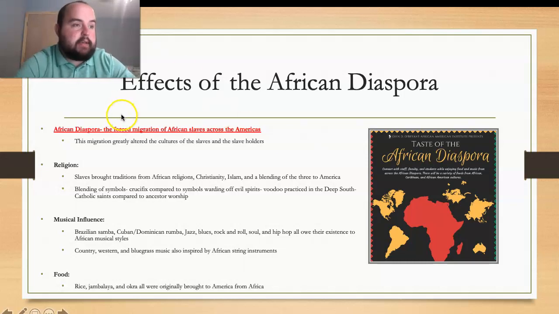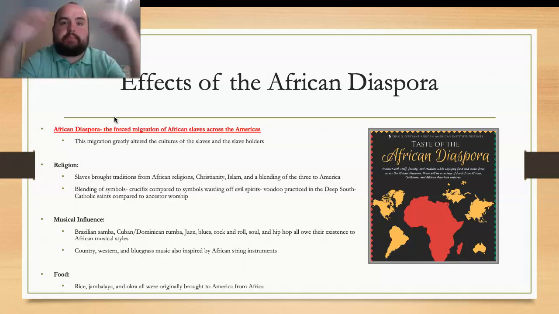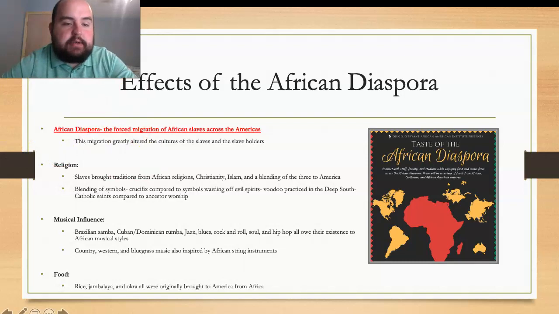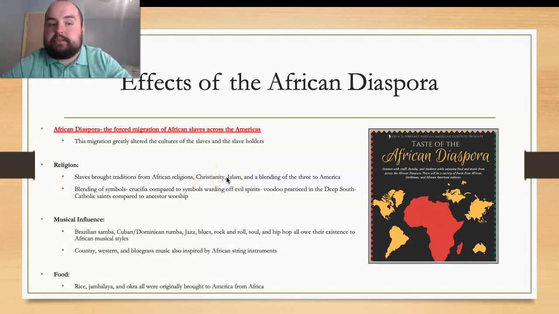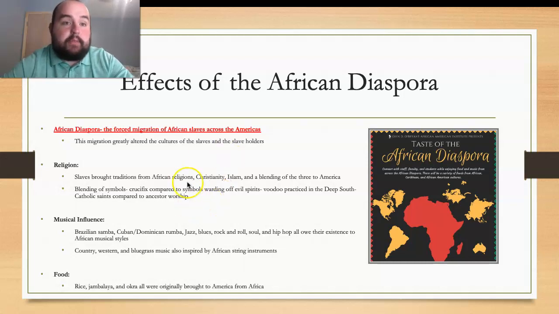Religion is a great example. If you remember from last time, I mentioned that a lot of African kingdoms that brought slaves over to the Americas started acclimating and buying into religious traditions from Europe. This meant that a lot of times slaves would bring all sorts of hybrid religions to the Americas. So, for example, they would bring traditions from Africa, Christianity, and Islam, and have some kind of blending of the three brought into America. One of the main examples you can see this in is the blending of religious symbols.